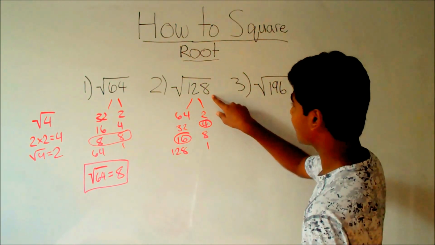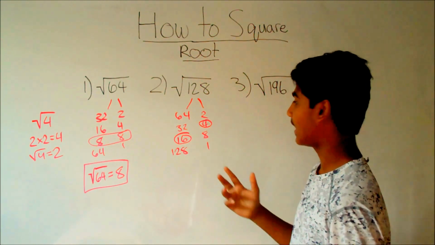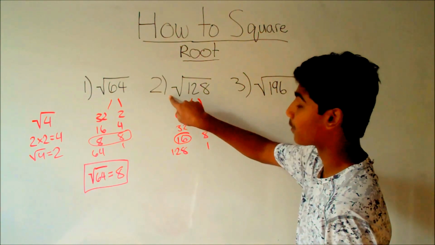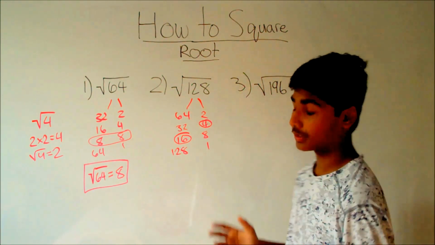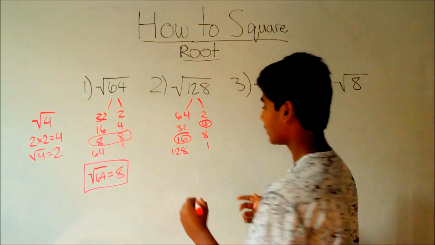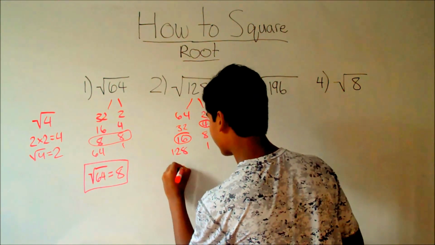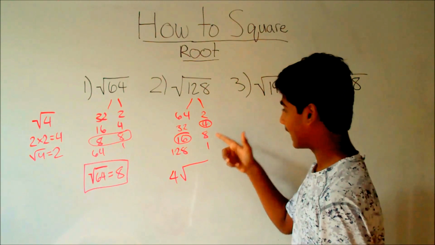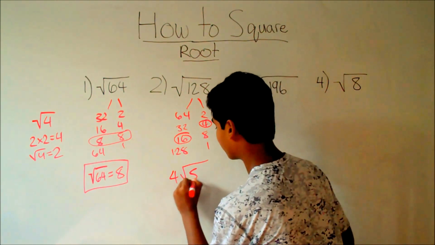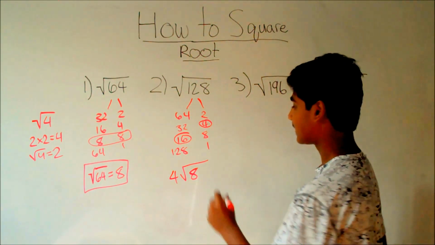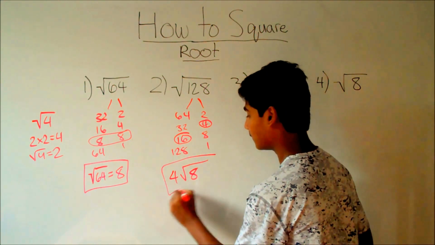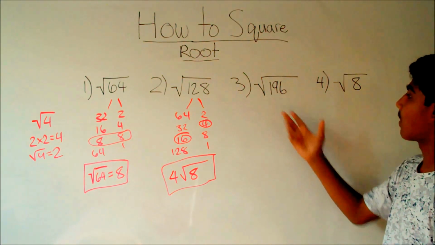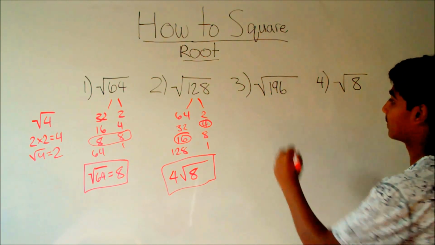If we take out 16, it would be 16 times 8, which is equal to 128. So when we take something out of the root, we actually have to square root it. So that would be 4. So we would have 4 on the outside of the square root, and what is remaining is 8. 4 square root 8. So that would be the answer for problem 2. Now let's see the square root of 196.